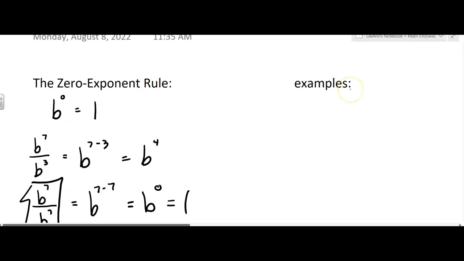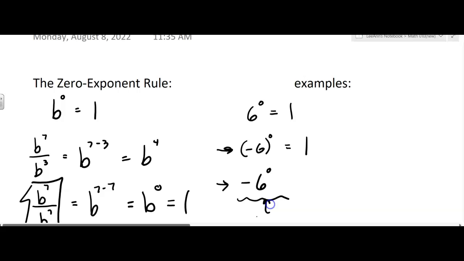Now I want to give you some examples because it can get a little tricky. Let's say you have 6 to the 0 power. That equals 1. Let's say you have negative 6, in parentheses, to the 0 power. That equals 1. The base is negative 6, and it's being raised to the 0 power, so anything to the 0 power is 1. So what you have to be able to do is identify the base. Now what if I have negative 6 to the 0? Notice that here I have parentheses, but here I don't have any parentheses. Well, what is the base in that expression? The base is 6.